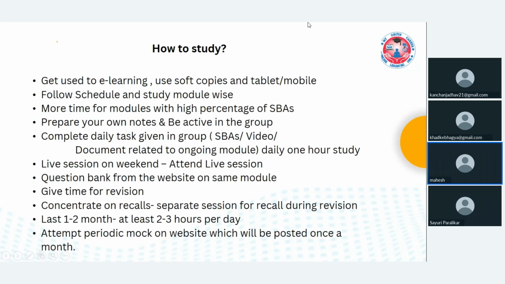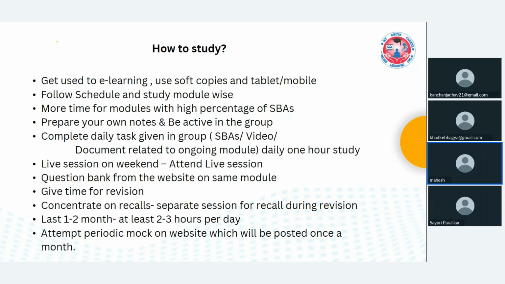Now next what we are going to see is how to study. Get used to e-learning. Use soft copies, use tablet and mobile for your learning. Follow a schedule and study module wise. Don't study haphazardly, always study module wise. You'll be confident that I have covered the anatomy module, I have covered the pharmacology module, and we have also discussed what concepts are expected. So 90-95% of concepts will be the same as what is discussed in the live session.